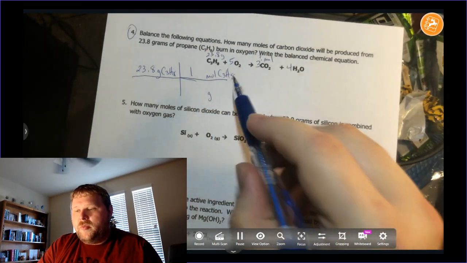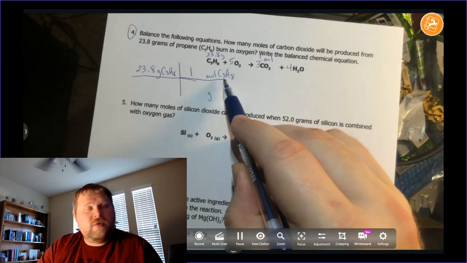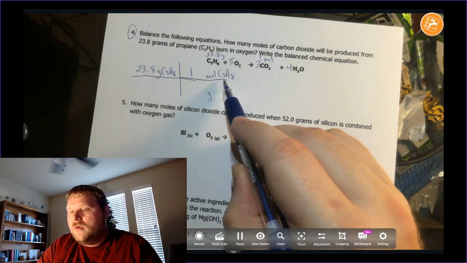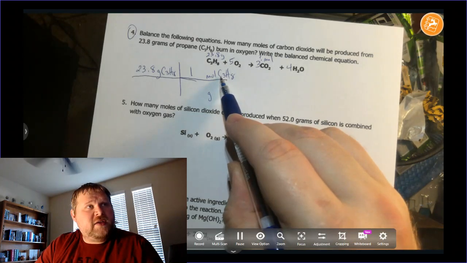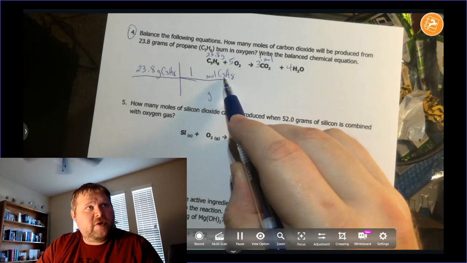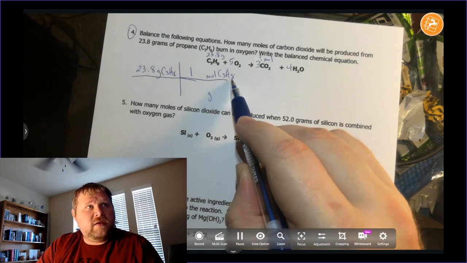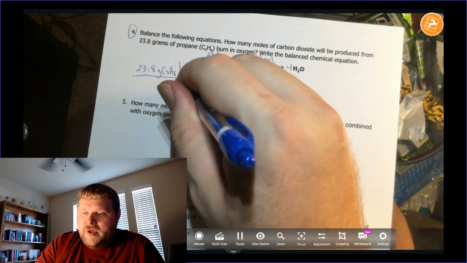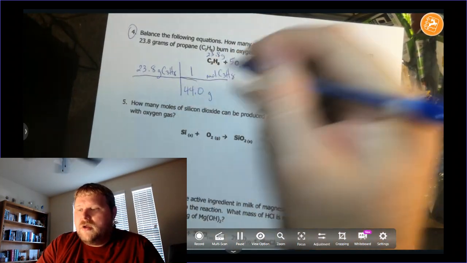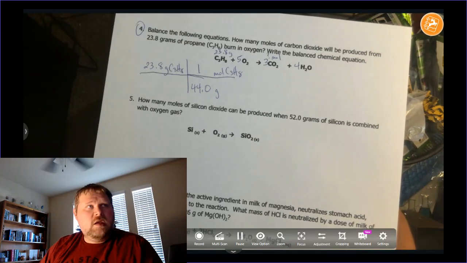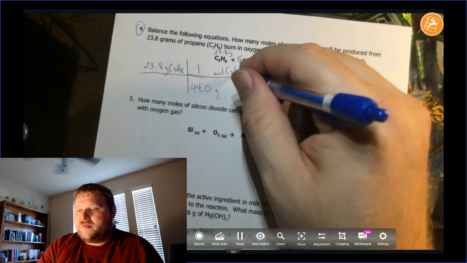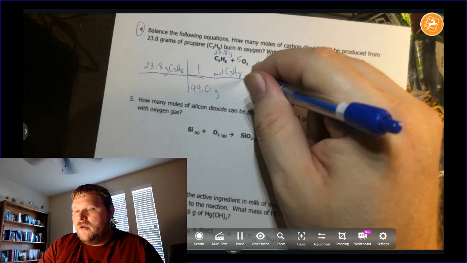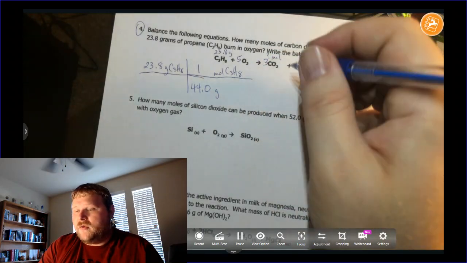So again, go into the periodic table, follow along with it, hit pause and grab it if you need to. But carbon has a mass of 12. There's 3 of them, so 36, plus 8 times 1. Hydrogen is 1 each. So that is a molar mass of 44 for propane. If you have any questions about this molar mass part, make sure you contact the teacher and get us to explain it to you, okay?